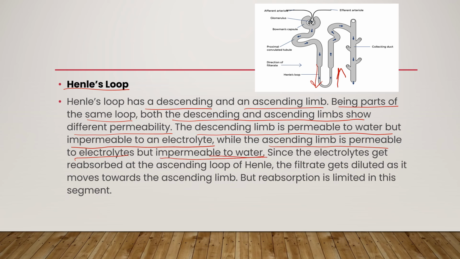So this is very important. The ascending limb is permeable to electrolytes, but the descending limb is impermeable to electrolytes. The descending limb is permeable to water, but the ascending limb is impermeable to water. Please memorize this properly. Since the electrolytes get reabsorbed at the ascending limb of Henle's loop, the filtrate gets diluted as it moves towards the ascending limb, but reabsorption is limited in this segment. We have seen that in the proximal convoluted tubule reabsorption was much more, but in this part reabsorption is much more limited, right?